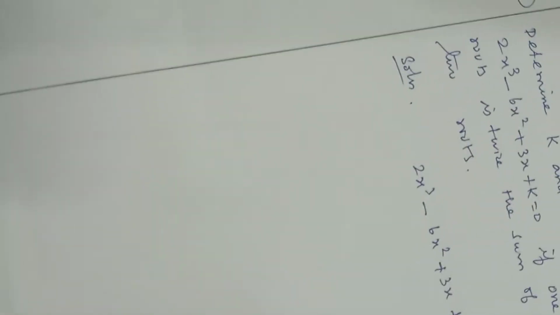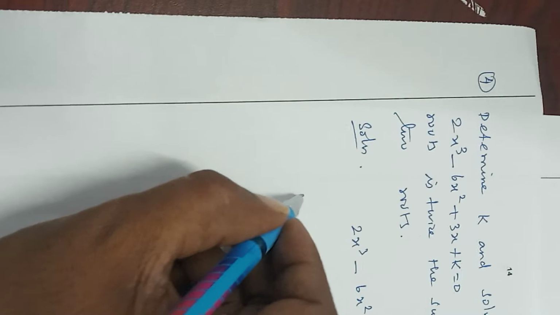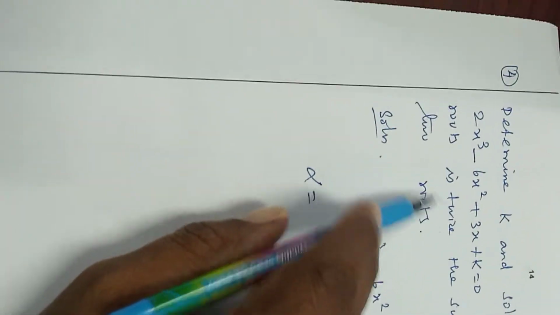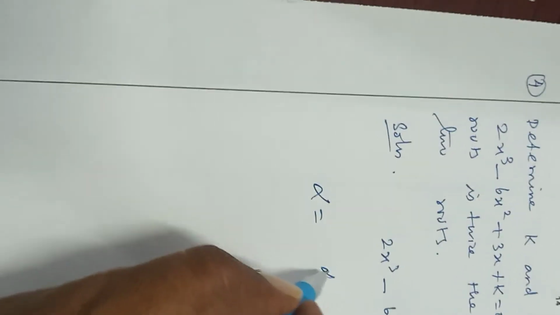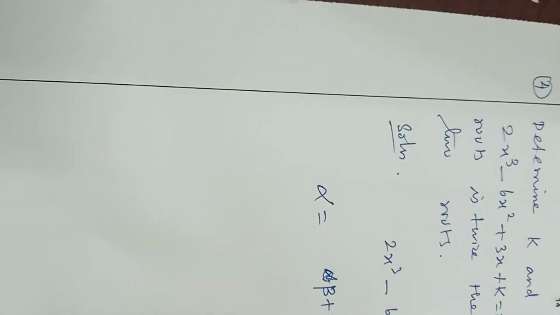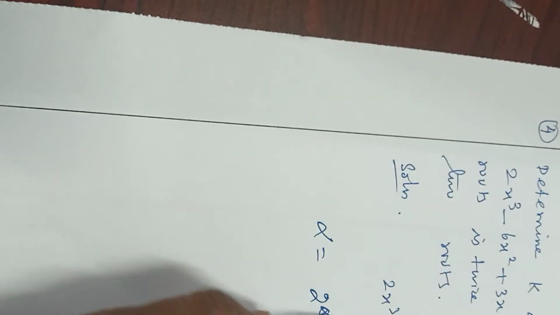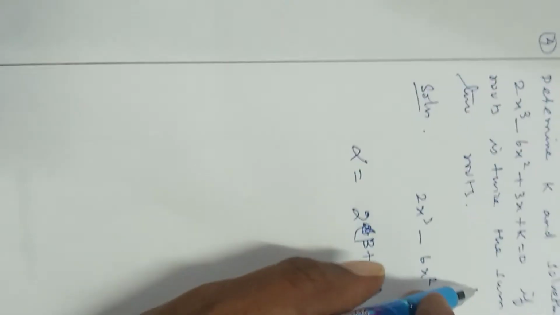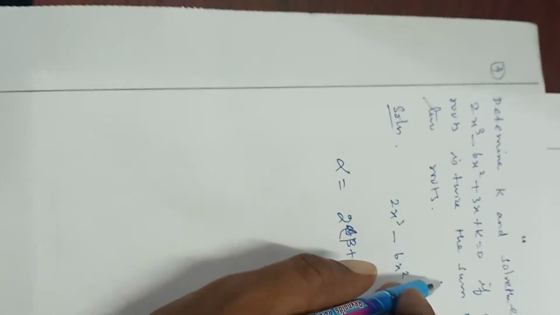First identify the coefficients: a is 2, b is minus 6, c is 3, and d is the constant value k. Then the condition: one root is twice the sum of the other two roots, that is alpha equals 2 into beta plus gamma. That condition is given.